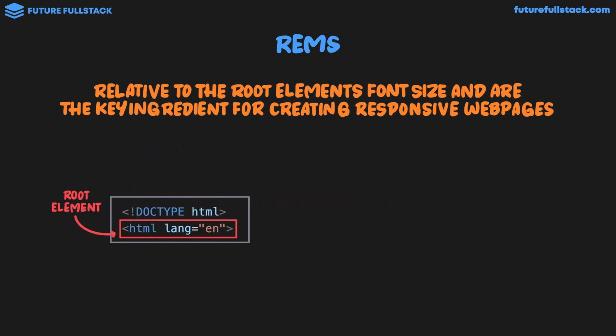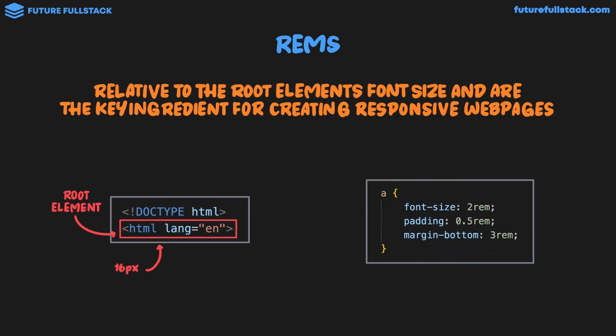Now, the font size of the root element is 16 pixels. And what we're going to see now is that we can size different elements based on the root element's font size of 16 pixels. So let's look at an example of this. I've got over here an anchor tag with different properties. The first property is the font size of the anchor tag, which is currently set to 2 rems. So this font size would be 2 times 16 pixels, which equals 32 pixels. Again, the 16 pixels is coming from the root element's font size, which is 16 pixels.